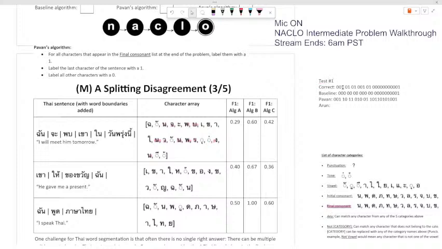Right, then we have test 2. Correct would be 001 001 0 0 0 0 0 0 1. I think that's 1, and then 1 2 3, 1. Okay, and then let's do test number 3.